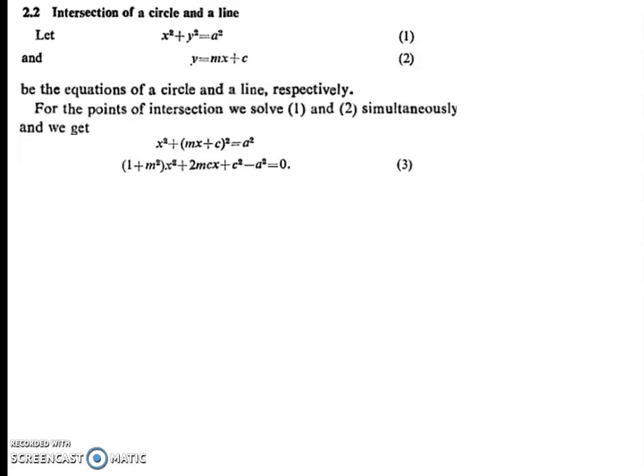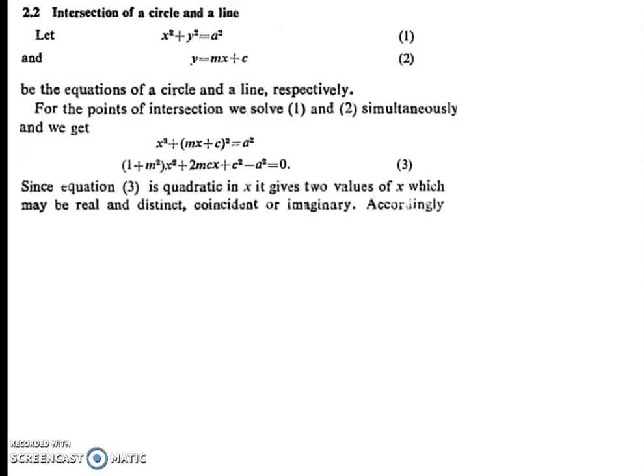On opening the square and combining the coefficients, we got (1 plus m square) x square plus 2mcx plus c square minus a square is equal to 0. So this is a quadratic equation, and quadratic equation means having two roots. Since equation 3 is quadratic in x, it gives two values of x which may be real, distinct, coincident or imaginary.